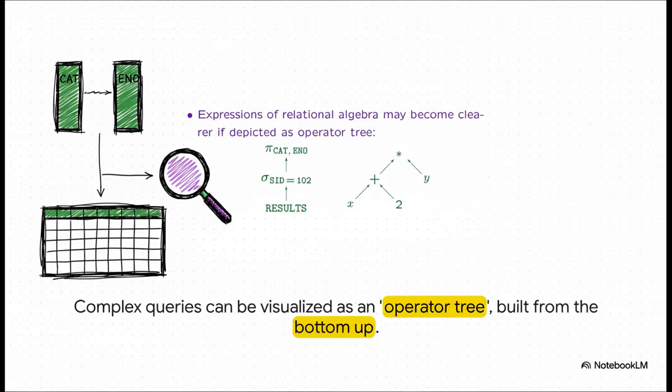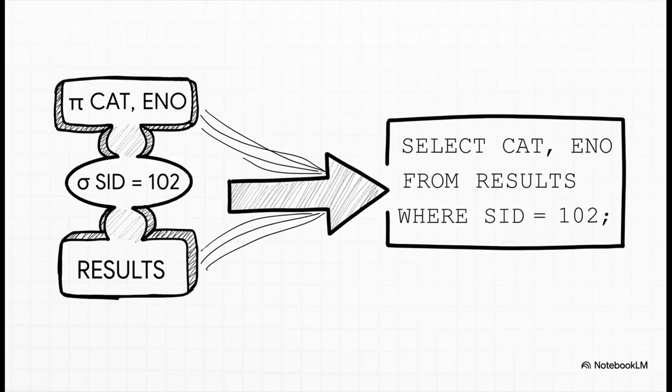Then, we apply a selection to filter for just student 102. And then, on that already smaller result, we apply a projection to keep only the cat and eno columns. So that whole nested algebraic expression translates directly into this one single clean SQL query that does everything at once. This is how we answer really complex questions, by building them up from simple, logical steps.